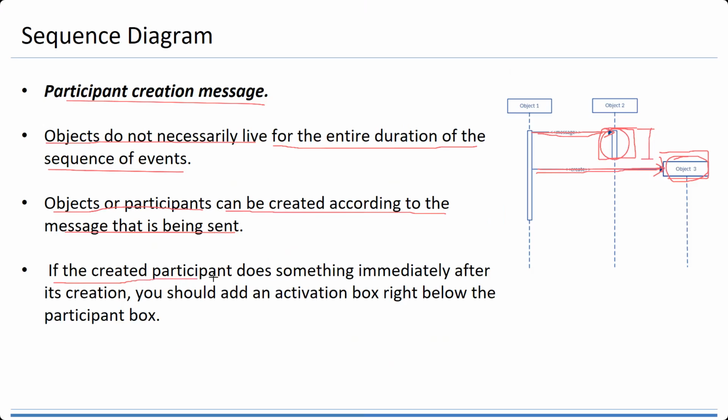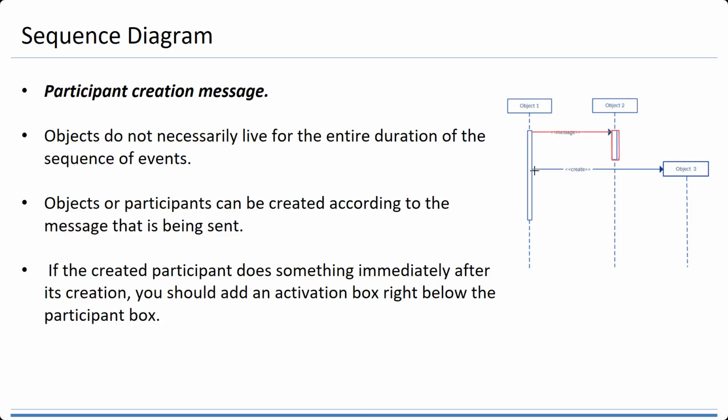If the created participant does something immediately after its creation, you should add an activation box right below the participant box. It means when you give a message, you need to put a participant box like this one. Or when you give a message to this one, then you will create a lifeline here.